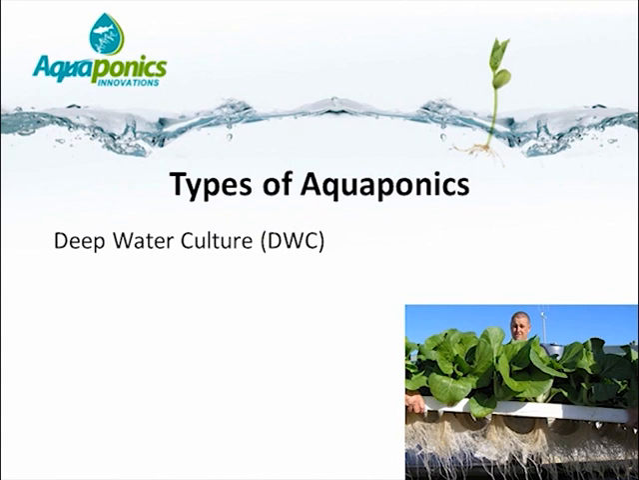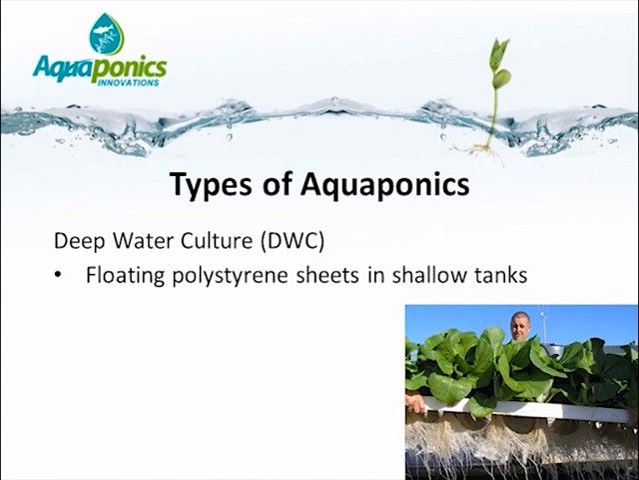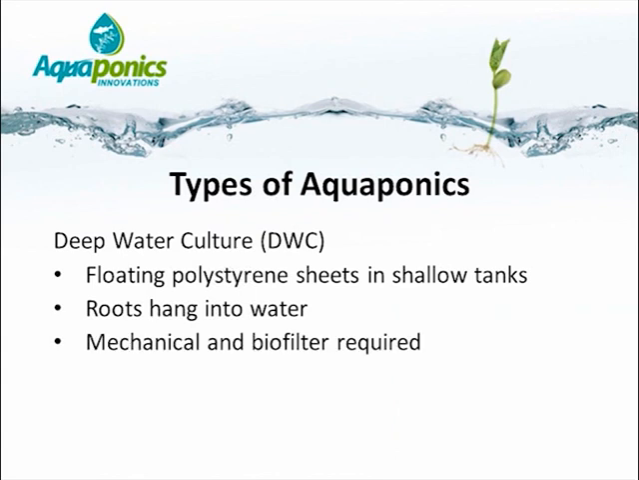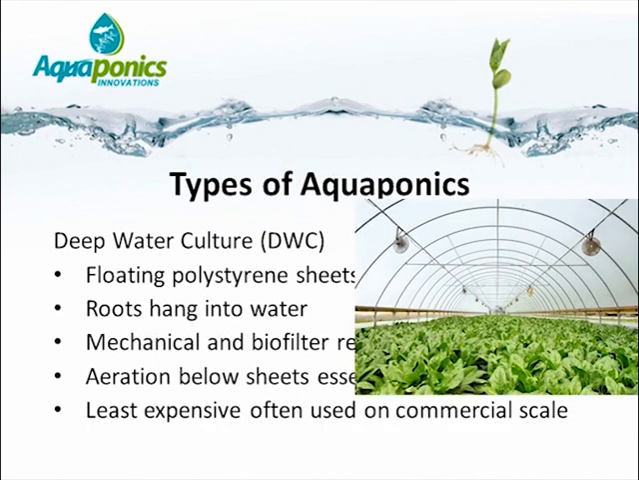Deepwater culture is the next option. Floating polystyrene sheets are placed on top of large, shallow tanks of water. The roots hang through holes in the polystyrene sheets into the water, and the water travels very slowly from one end of the raft to the other. Mechanical and biological filtration is still required to remove the solids and to convert the ammonia into nitrates. And aeration below the sheets is essential to prevent low oxygen levels forming. This method is the least expensive of the three options and is therefore commonly used on a commercial scale.